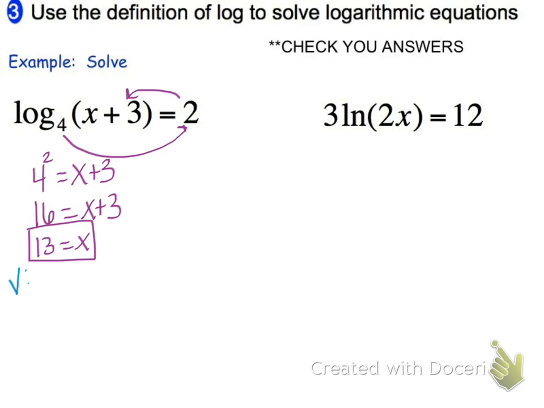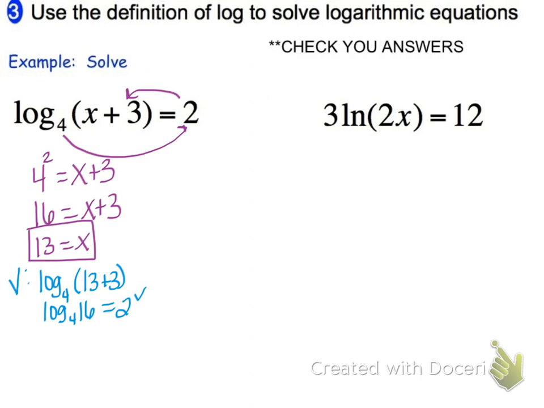If I put a 13 in for x, I'd have log base 4 of 13 plus 3. So I'd have log base 4 of 16. And 4 to the what equals 16? The answer is 2. So it looks like we're okay. Our solution does work.